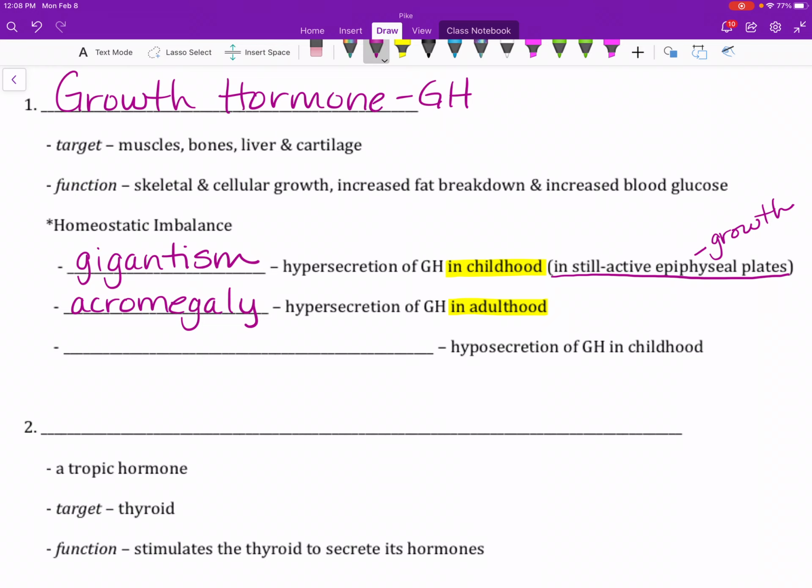Then what happens if you don't have enough growth hormone in childhood? And that's called pituitary dwarfism. Here where you don't get enough growth hormone in childhood, and that is just where your growth is stunted. You reach a certain height and you stop. So all of your features are still childlike. So these are just examples of hyper and hyposecretion of a hormone.